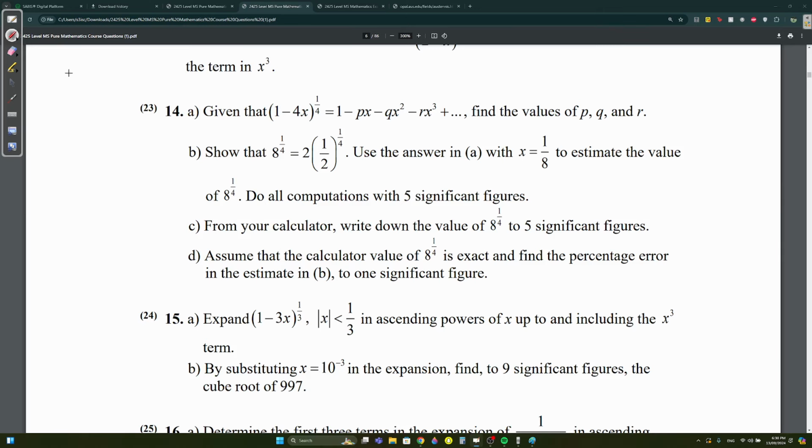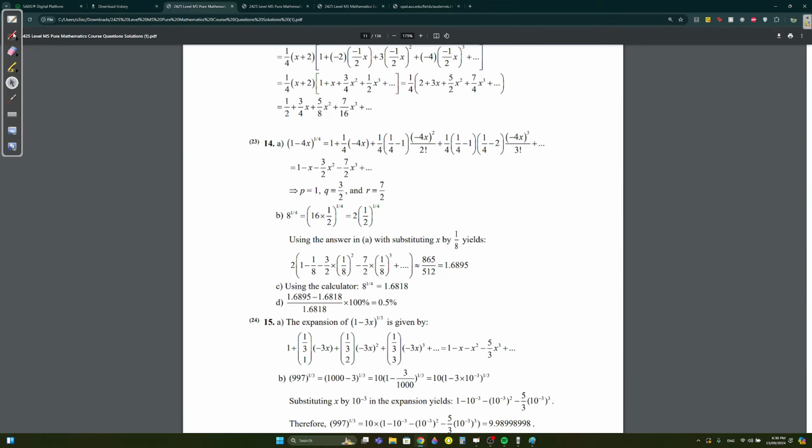I'm going to get from part A the expansion we got: 1 minus x minus 3 over 2 x squared minus 7 over 2 x cubed. Okay, we got our expansion.